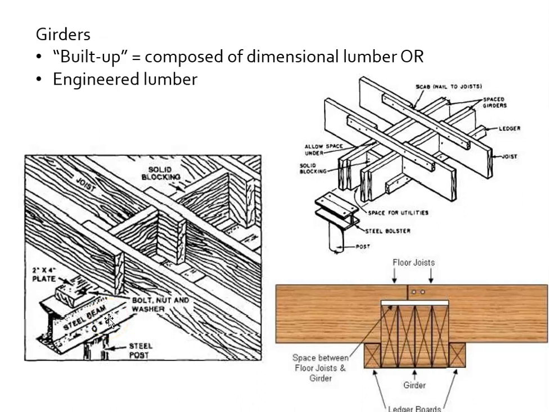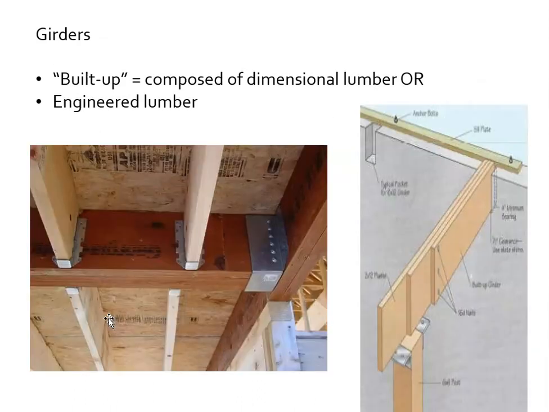So in order to get livable space and to provide now what's a code compliant ceiling height, the joists are moved up and the top of the joist is flush with the top of the girder.